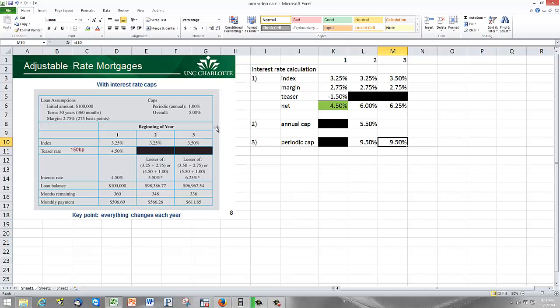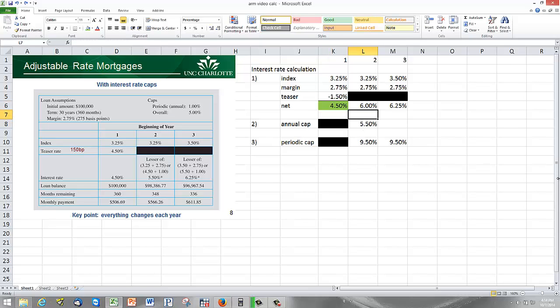Now, different lenders do this different ways. Sometimes they say that the cap doesn't apply to the teaser, which means basically that you get rid of this teaser, and the cap is really 11%. Some lenders base the caps on the net rate after the teaser. That's how we'll do it. That's how the book presents it, so that's how we're going to go. But just know that every lender does things slightly differently, so there's no universal rule about that.